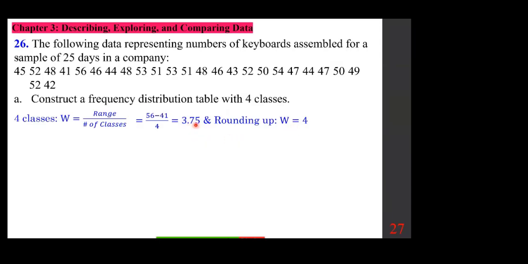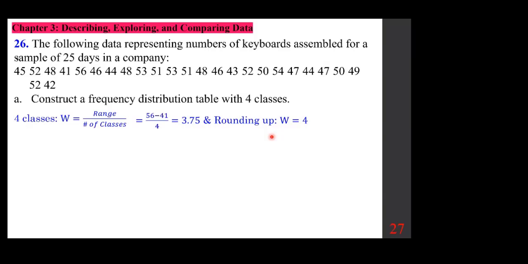Otherwise, if you round down, you will not cover all the numbers. If you stick with 3.75, it will be very difficult to do the work. That's why you round it up to a nice and easy number, everybody. In this case, 4.